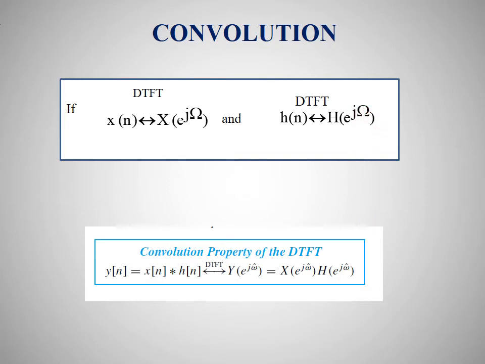This particular property is a very important property for the frequency domain, because most of the convolution which is happening in the time domain is converted into simple multiplication in the frequency domain. Hence, this particular property is popularly used for applications in order to make it simpler.